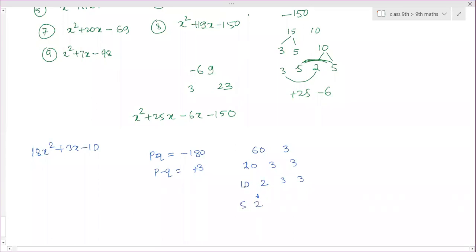Then 10 is again 5 into 2, and 2 into 3, 3. So it is 5 3s are 15 and 3 4s are 12. 15 and 12. 5 3s are 15 and 3 4s are 12. So 15x minus 12x minus 10.